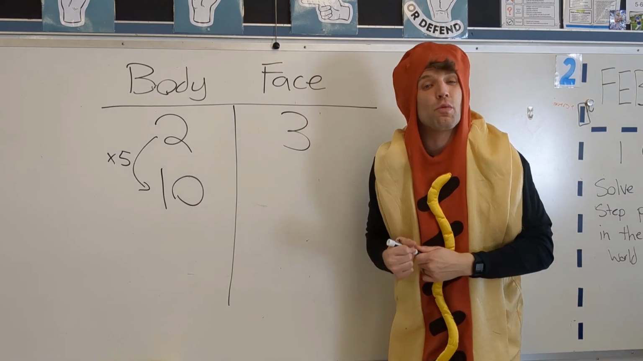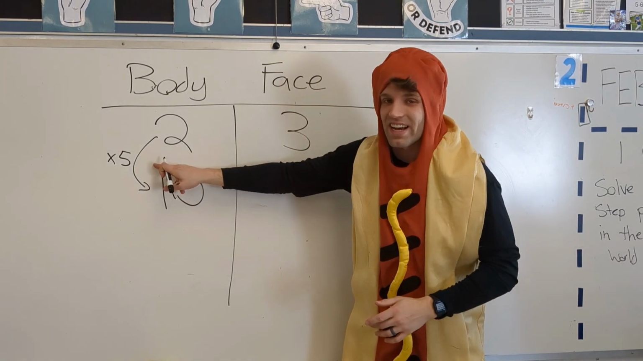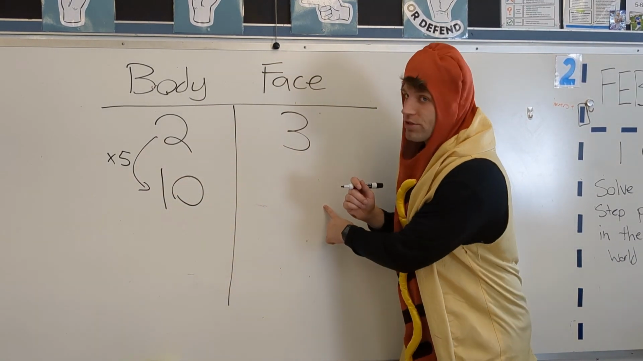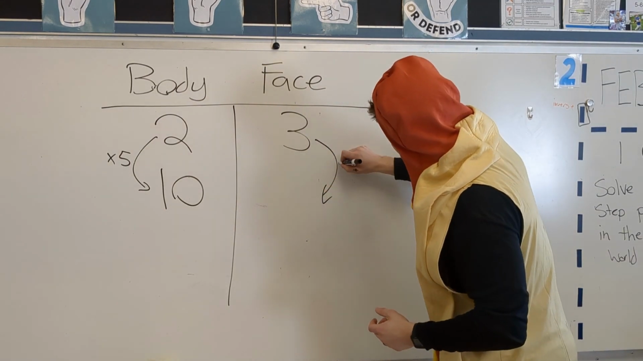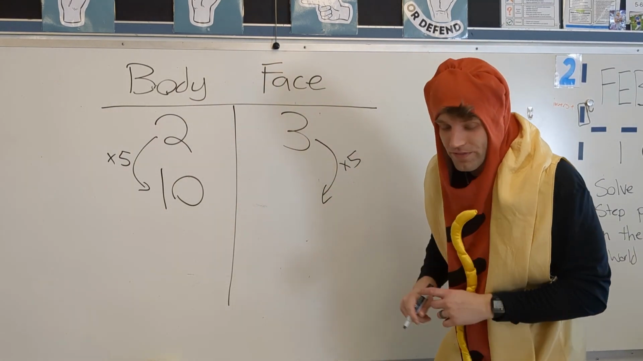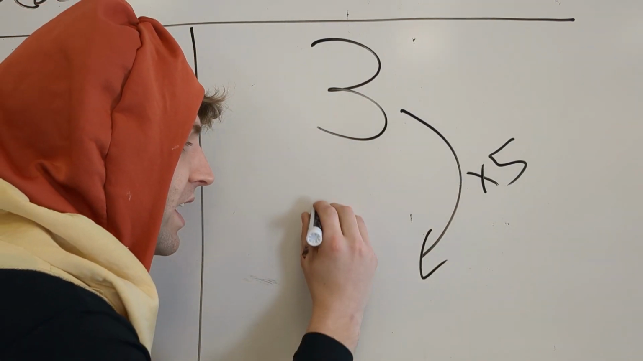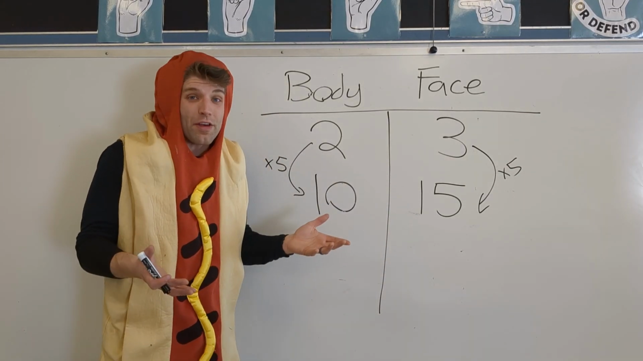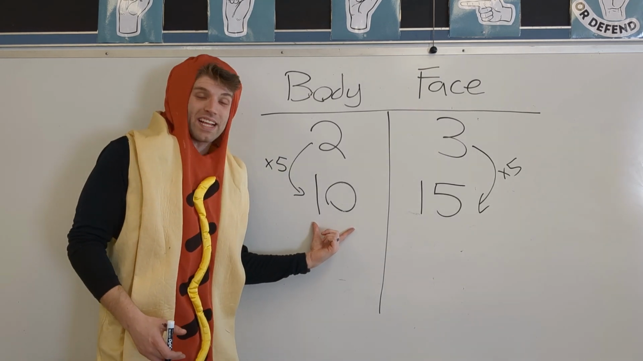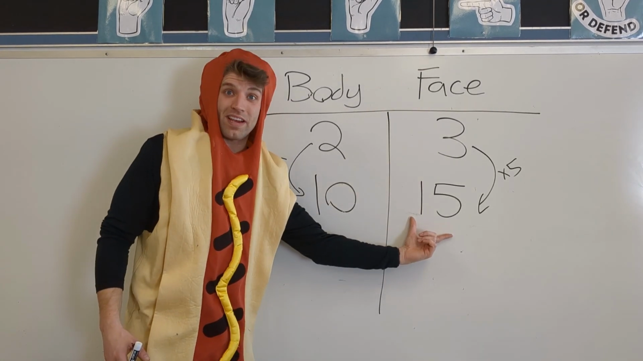Now, to keep our ratio equivalent, whatever we do to one side, we have to do the same thing to the other side. That way we keep everything proportional. So I need to multiply 3 by 5. Now 3 times 5 would give us 15. Both these ratios have the same value because every time I get hit in the body 10 times, that means I have to get hit in the face 15 times.